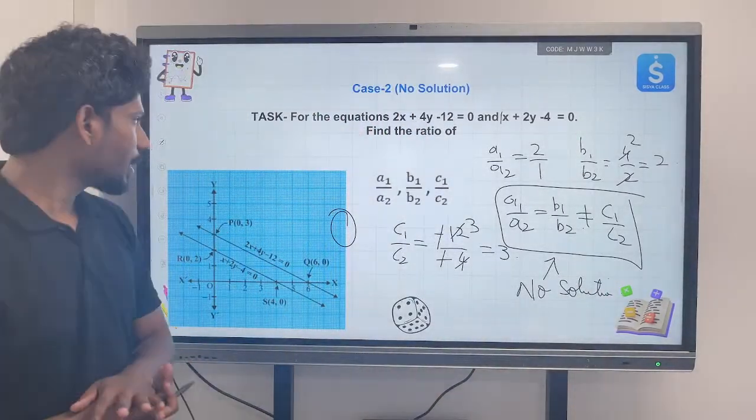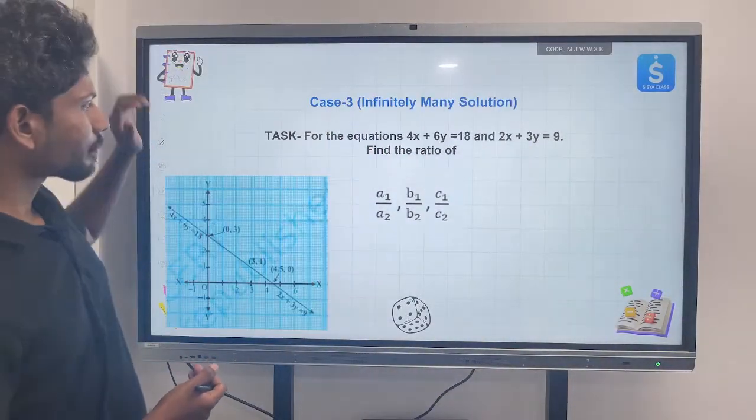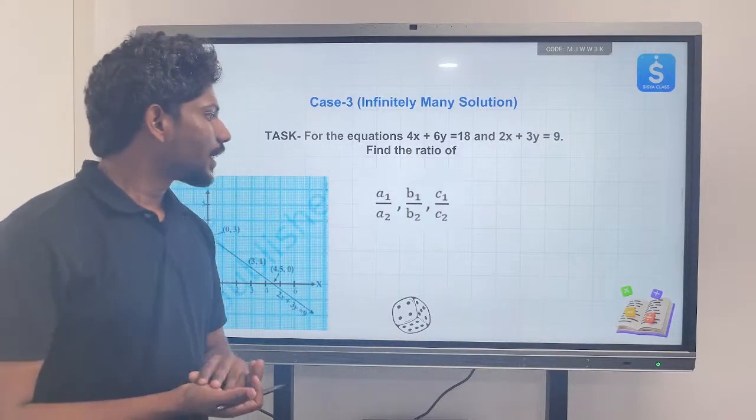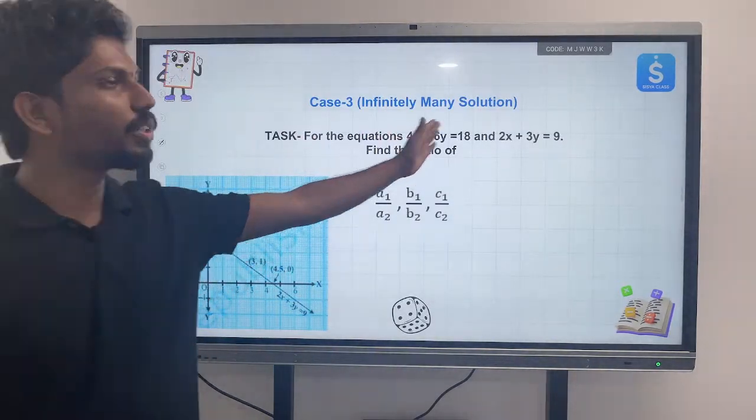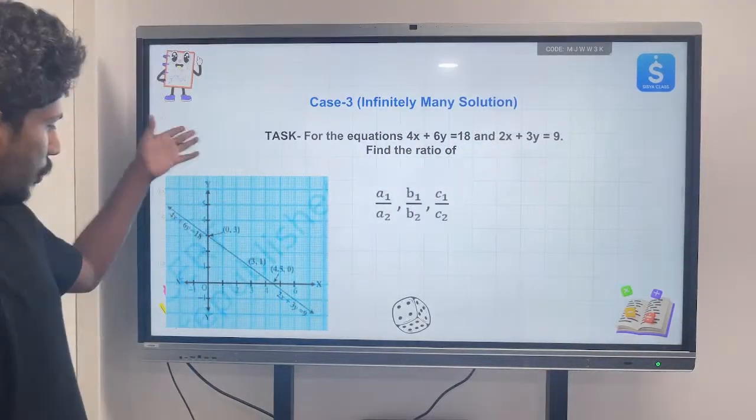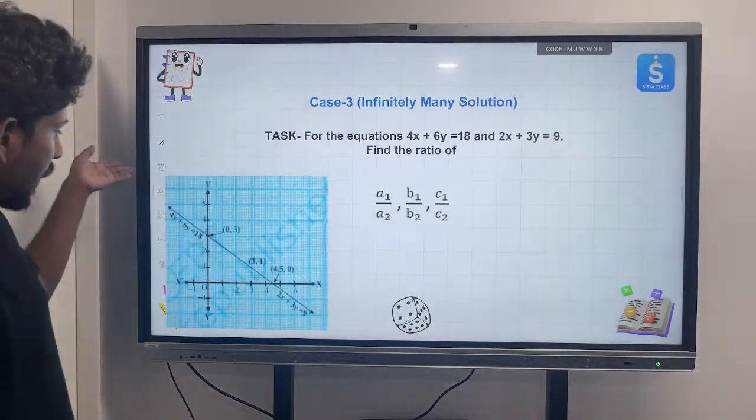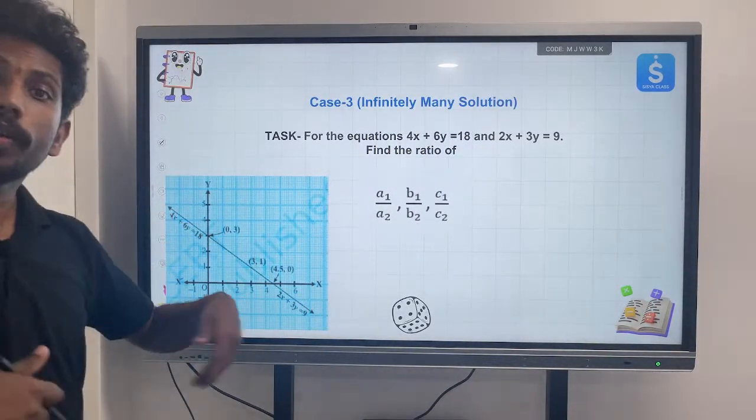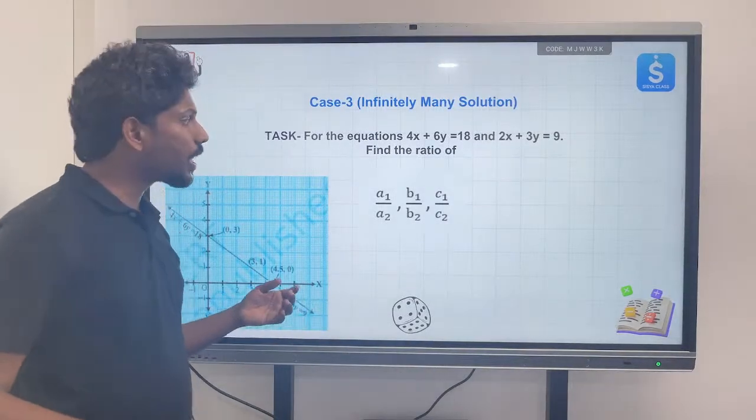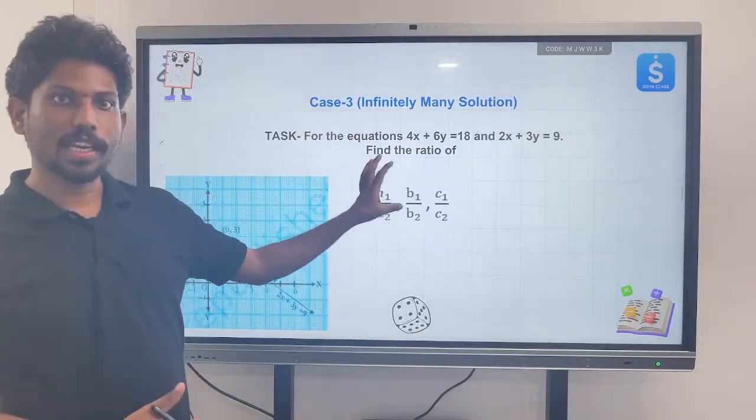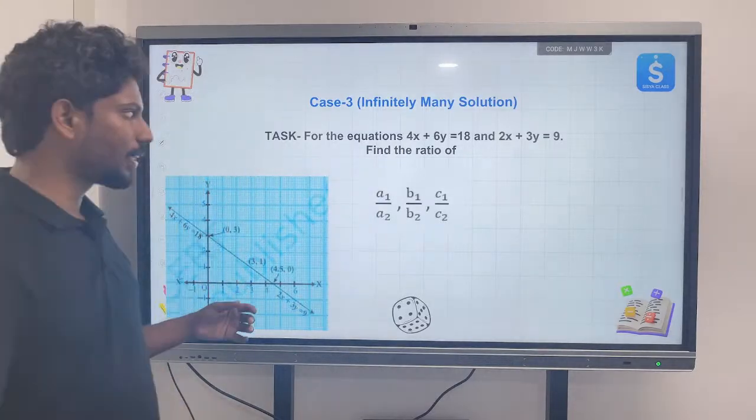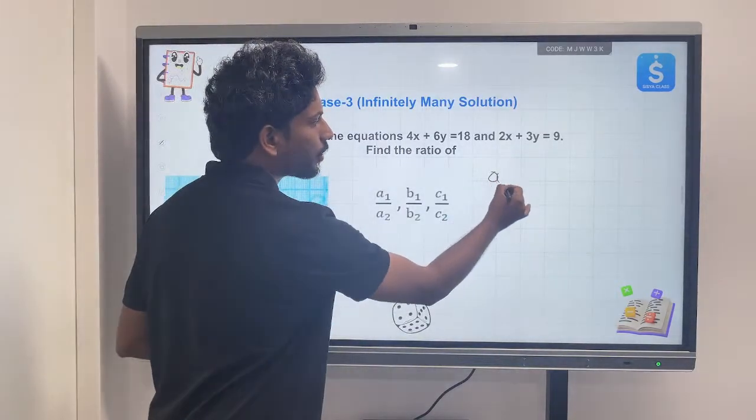Yes. Now, let us see here. Please see the last case, that is infinitely many solutions. Again, I have taken two equations and have tried to draw it on the graph, and if you see the graph, the two lines are overlapping over each other, right? Now, let's try to acknowledge it with these ratios, exactly how they are related. Let's try to find out the relation.